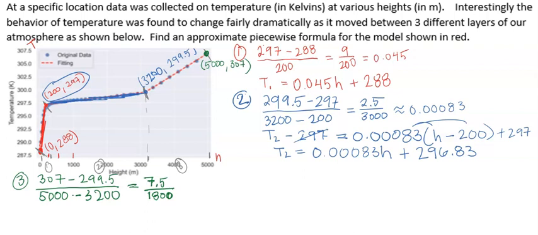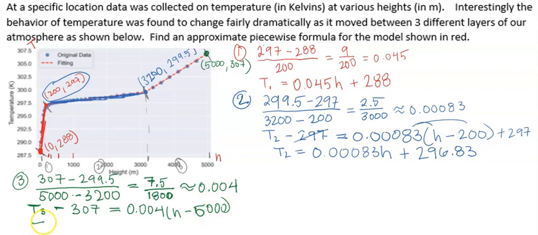1,800. Okay, so I got a little bit of round off here again, so approximately 0.004. So my start for this would be, okay, this is piece number 3. So T3 is going to be subtract the y value. Which point do I want to use? Let's use the new point, 307. Don't get any more decimals in the mix than we have to. And then the slope, h minus 5,000.